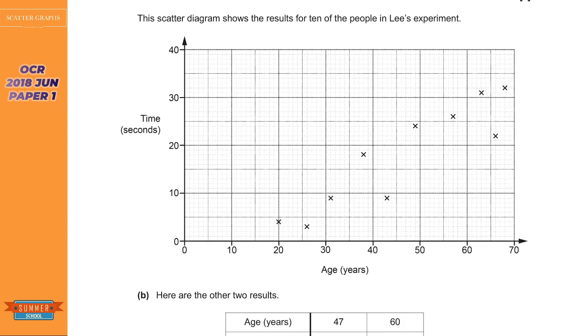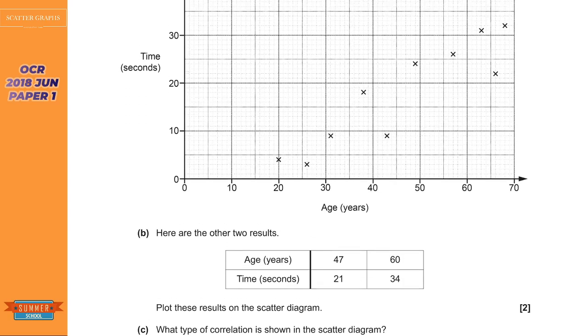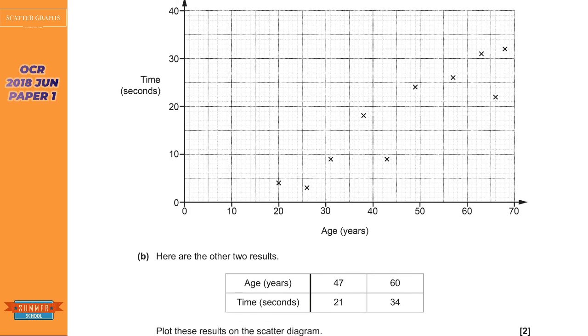So the scatter graph shows results. Here are two other results. Plot these on the scatter diagram. Okay, so first of all, we've got to work out that age is at the bottom, and time is up the side. It's important to work out which way around it is. So 47 would be here. And so 47 and 21, so 21 would be this one here.